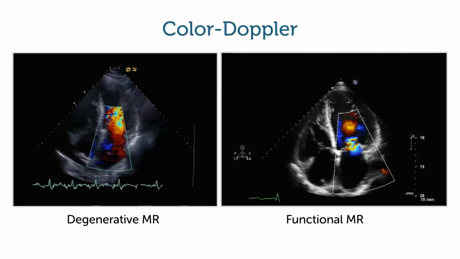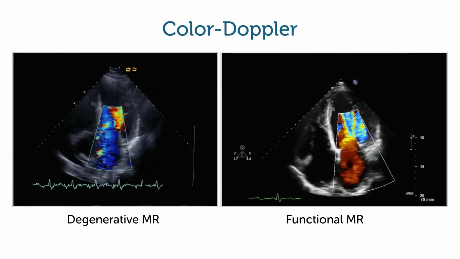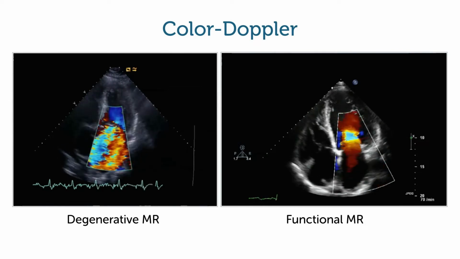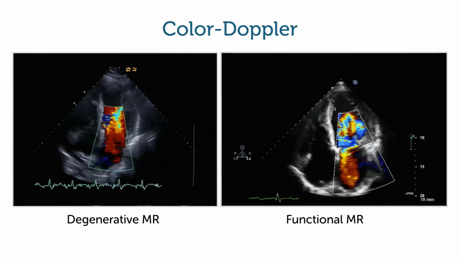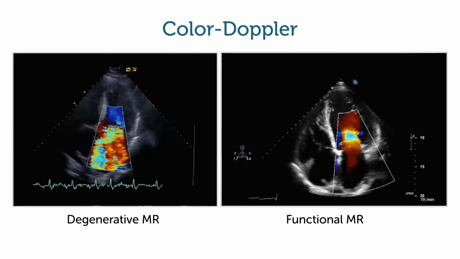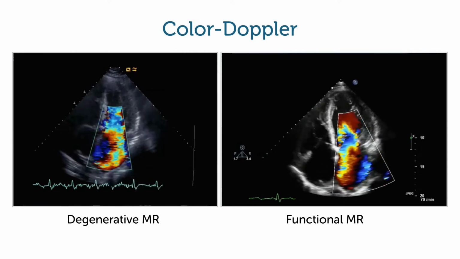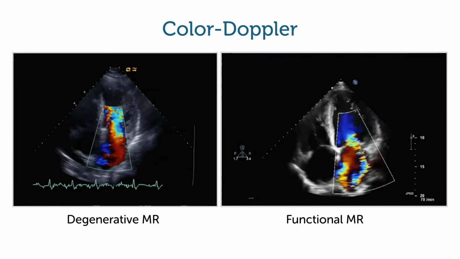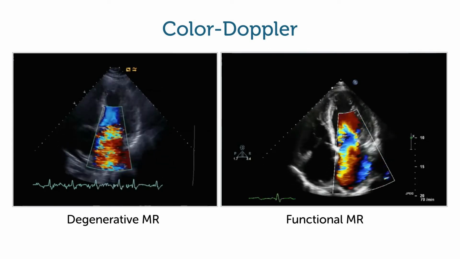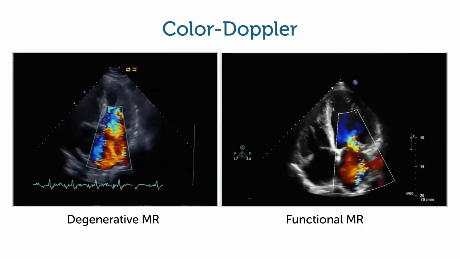Here is an example of the two cases I showed you previously. Now, Anna, there's a difference between the two, right? Yes, we had a flail leaflet of the posterior on the left, and we had tethering of both leaflets on the right, but actually mitral regurgitation is massive in both cases. Yes, I agree. I mean, why do we know it's massive?